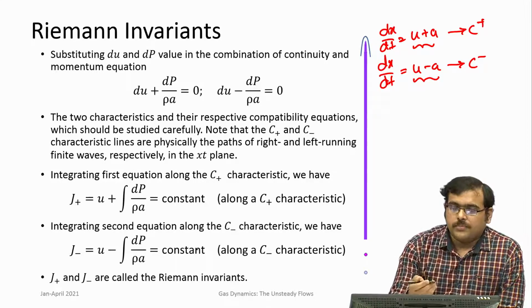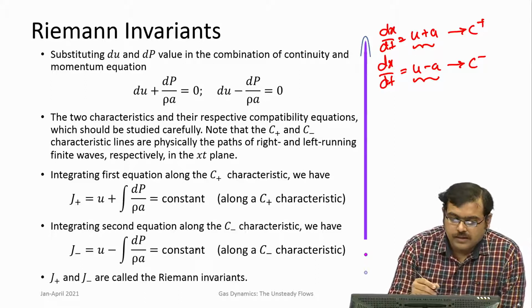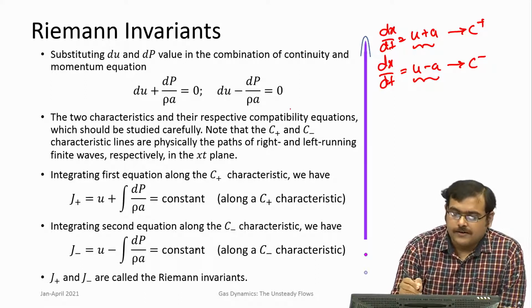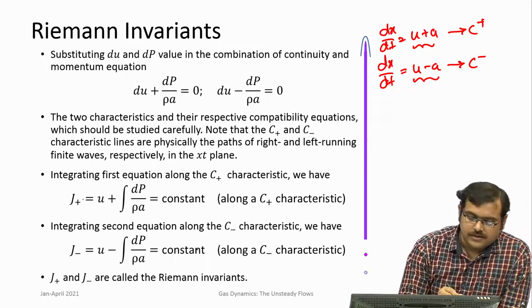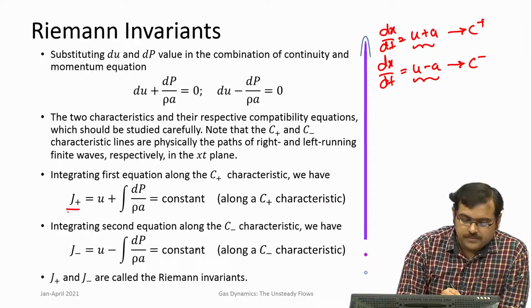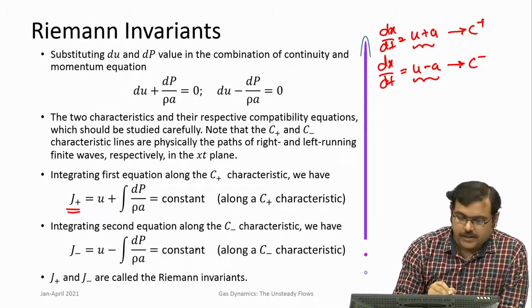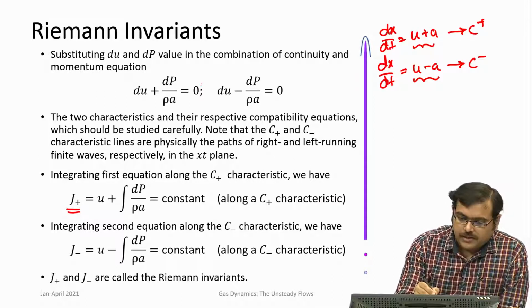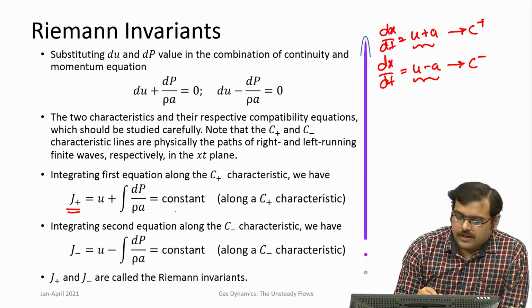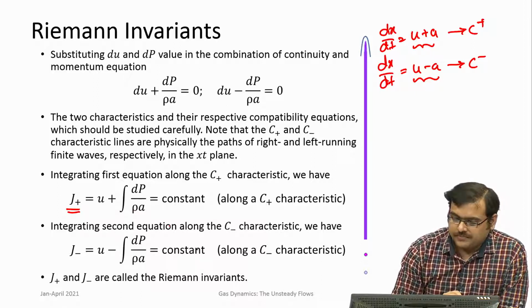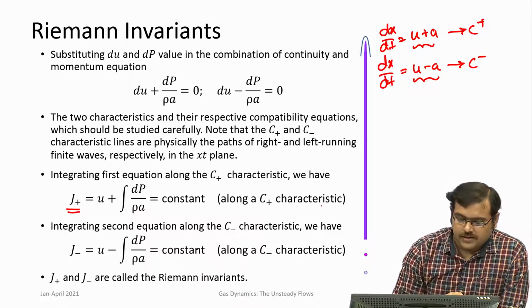So now how would we proceed? We have to evaluate these integrals. For the C plus characteristic, the integral is J plus. These are called Riemann invariants because this has to be a constant if you integrate it. u plus integral dp by rho a is equal to a constant along a C plus characteristic.